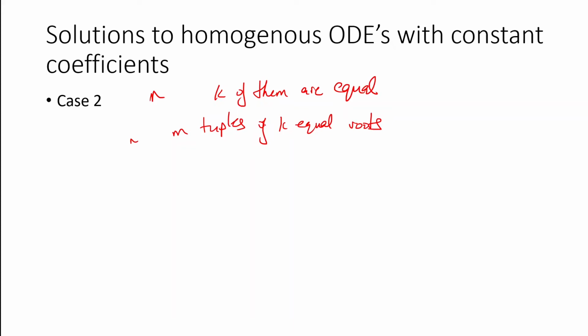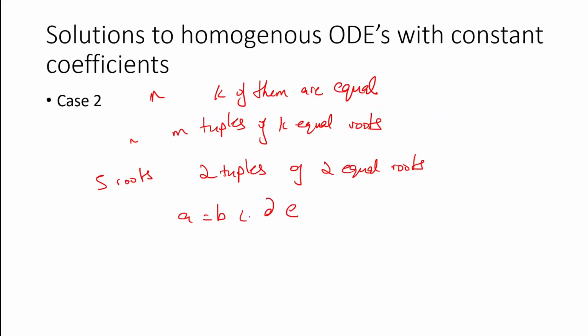Basically, what does that mean? If there are, say, 5 roots and there are 2 tuples of 2 roots which are equal, which means 2 pairs of equal roots. Say we have a, b, c, d, e, where a is equal to b, c is equal to d. So 2 tuples of 2 equal roots. So we consider that as m tuples.